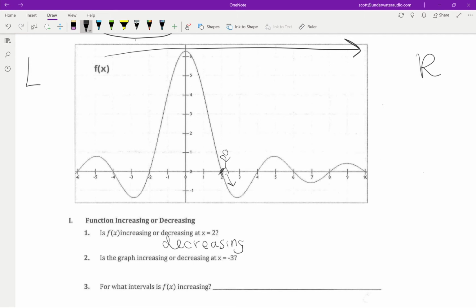Is the graph increasing or decreasing at x equals -3? Well, this is kind of confusing. I'm sorry that my graph isn't perfect, but I do want you to imagine that the minimum at the bottom right there is happening at x equals -3. At that point, the person has just finished walking downhill and is about to start walking uphill. So they're neither increasing nor decreasing. So here I would say neither.